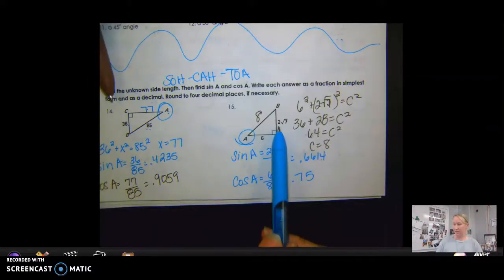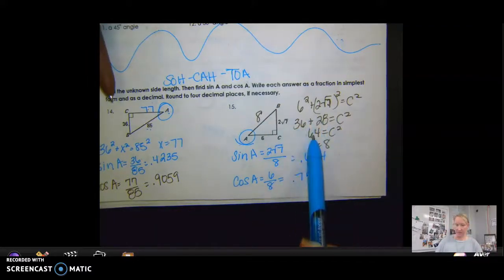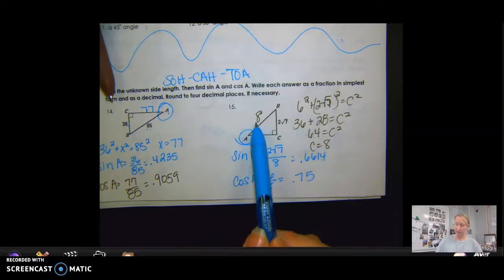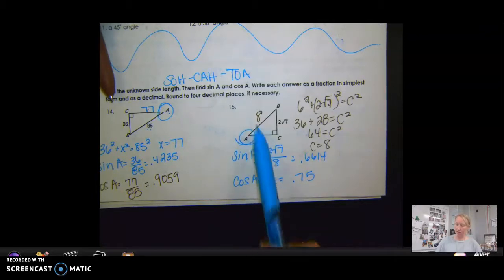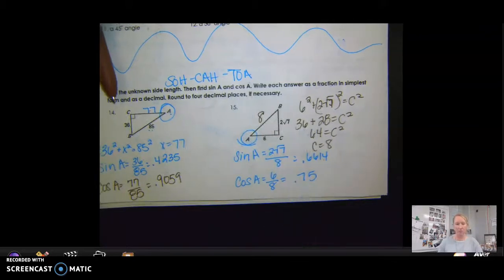So a squared plus b squared equals c squared. When I did that, I got 64 equals c squared, so c just equals 8. So sine of A is opposite over hypotenuse. Cosine of A is adjacent over hypotenuse, and then I just divide those to find their decimals.